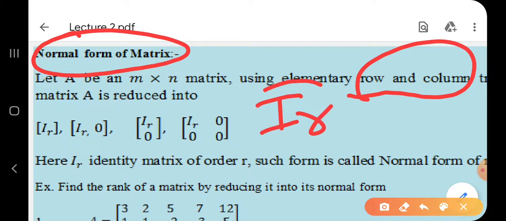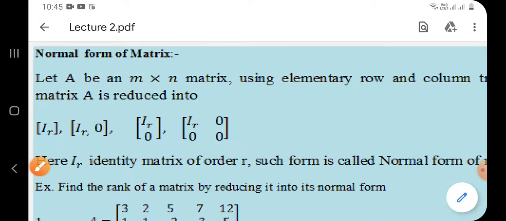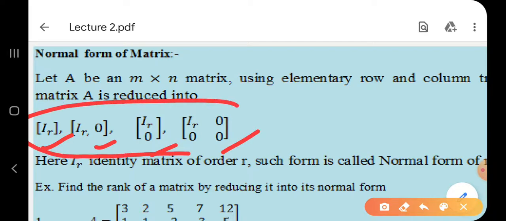Ir is the identity matrix of order r, right? And 0 is the zero matrix. So here we have to reduce the given matrix into an identity matrix by using row as well as column transformations. Now which are those forms? Some matrices we get Ir, some we get Ir 0, then Ir 0, and the last one is Ir 0 0 0. Now what is it? There may be a question in your mind. This is the definition of normal form of matrix. These 4 forms are called normal forms.